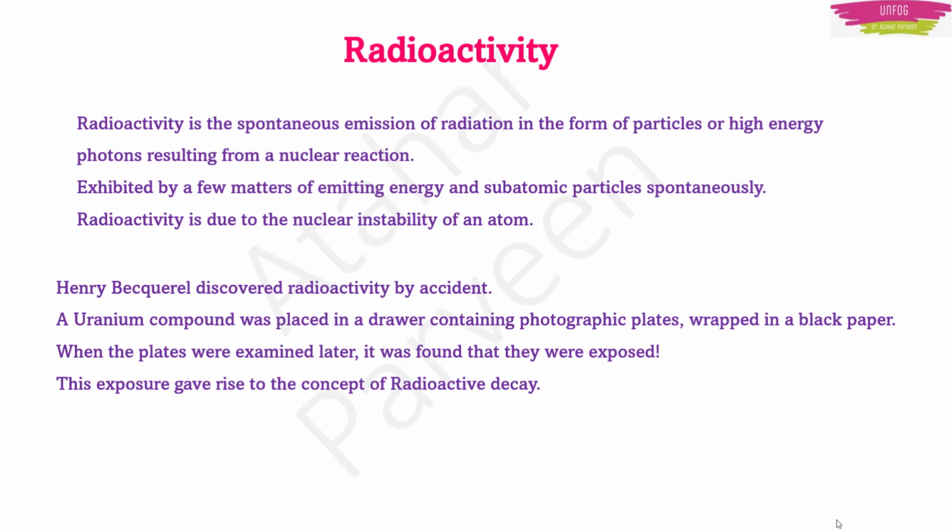Later, when the photographic plates were taken out for experiment, when they examined these photographic plates, it was found that those photographic plates were exposed. Exposed means some light was falling on them. This exposure gave rise to the concept of radioactive decay. Nothing else was there in the drawer. Uranium was there and photographic plates were there. Now from where will that light come? It should come from uranium only, right? So that's why they concluded that there is some decay happening in the uranium. The decay was called radioactive decay.